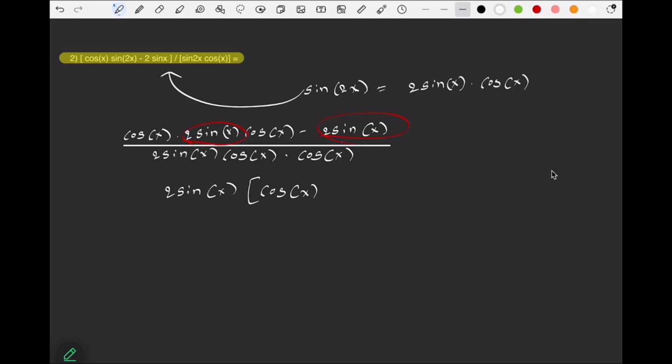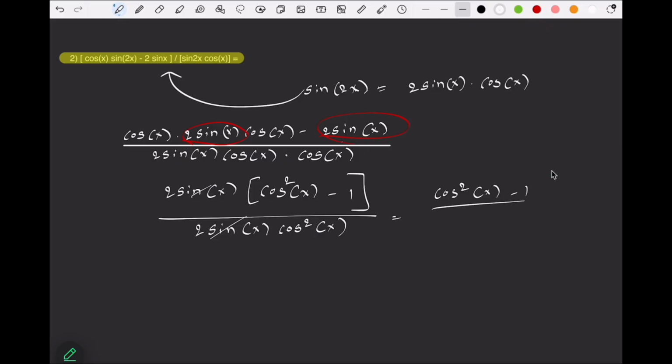So it will become, taking 2 sin x as common, cos x multiplied by cos x is cos square x, minus 1. In the denominator, it is 2 sin x, again cos x multiplied by cos x is cos square x. In this, we can cancel out 2 sin x. Then we are left with cos square x minus 1 divided by cos square x.